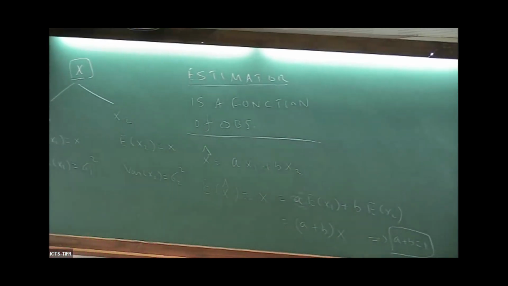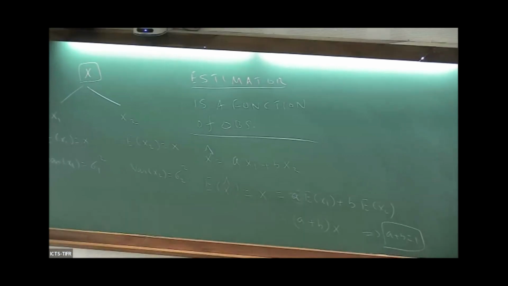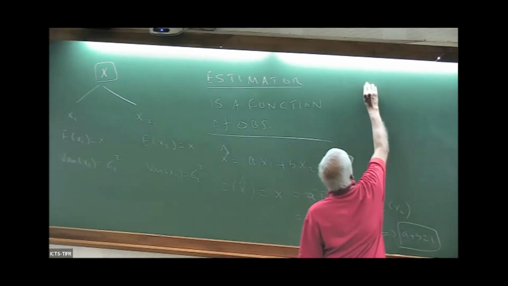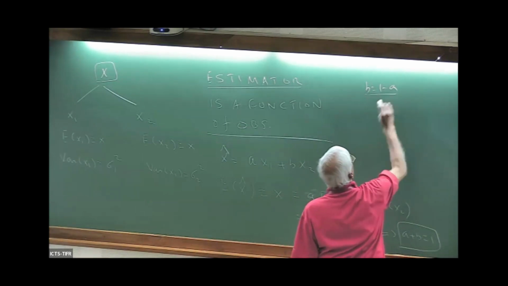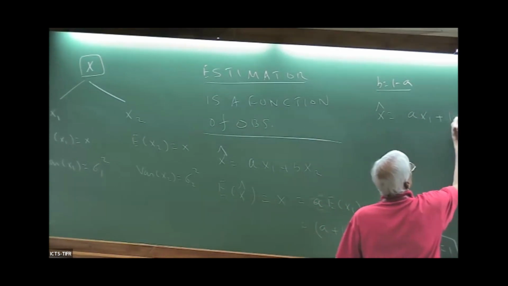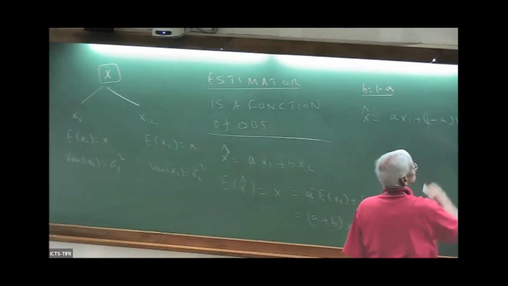So I can force unbiasedness by requiring the sum of the two coefficients to be equal to 1. If the sum of two coefficients is equal to 1, I can express one in terms of the other. I can set b equal to 1 minus a. Therefore, my expression for the estimate is a x1 plus 1 minus a times x2.